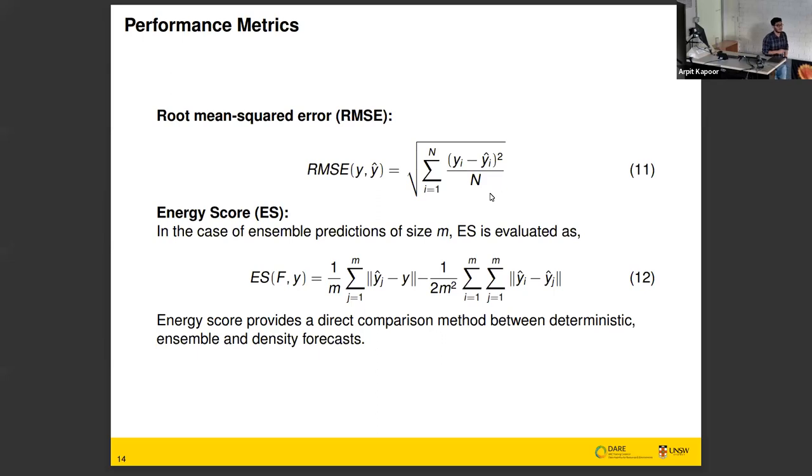Sorry, m is the size of the number of multivariate values you're predicting. Yes. So m is basically the number of samples that we generate. In the case of variational estimate, we generate some m samples for the predicted value. M refers to those different samples.